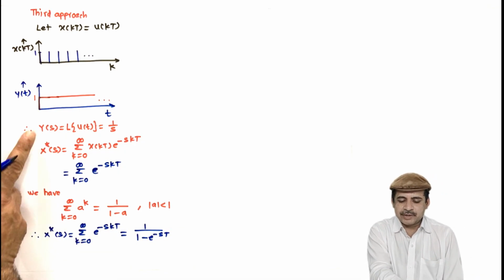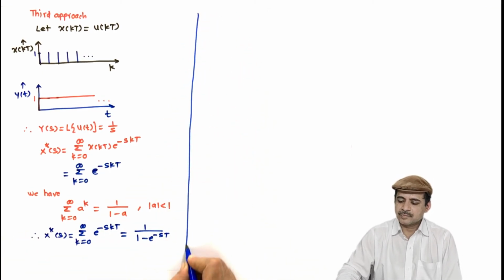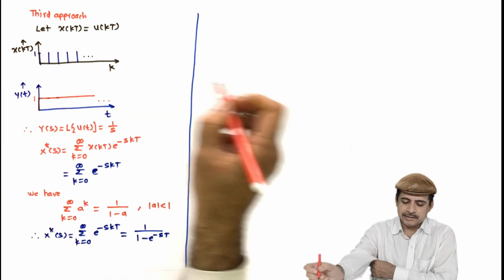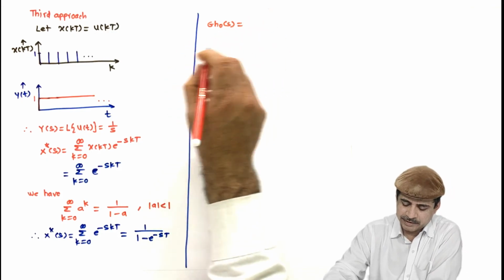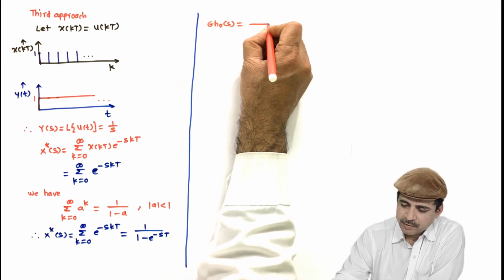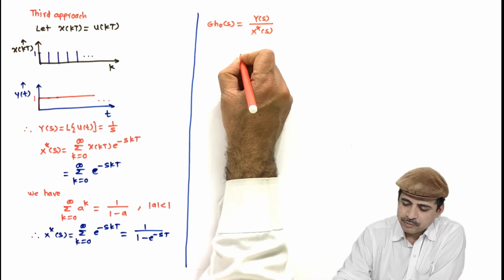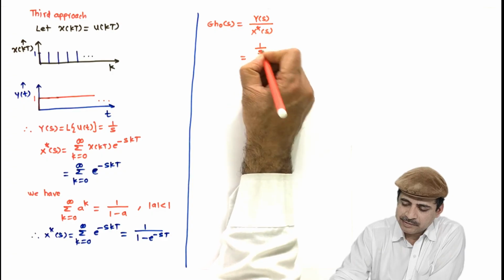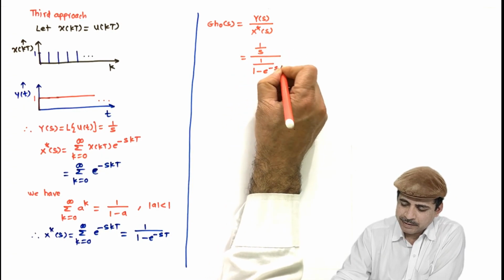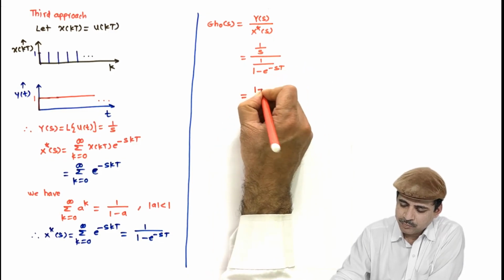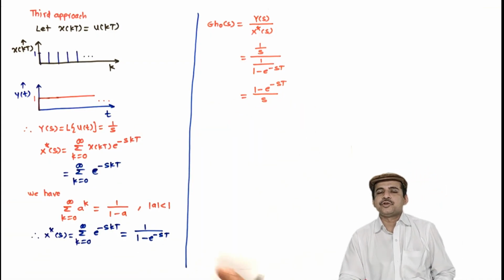So we have obtained y of s, we have obtained x star s, and then GH0s is equal to the ratio of y of s and x star s. So that is equal to 1 by s divided by 1 by (1 minus e raised to minus st), and that is equal to (1 minus e raised to minus st) by s. So this is the third approach.